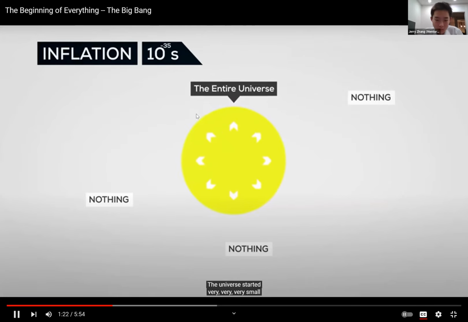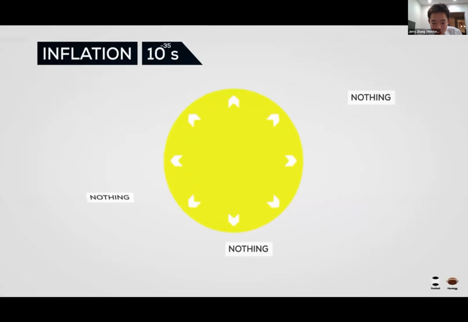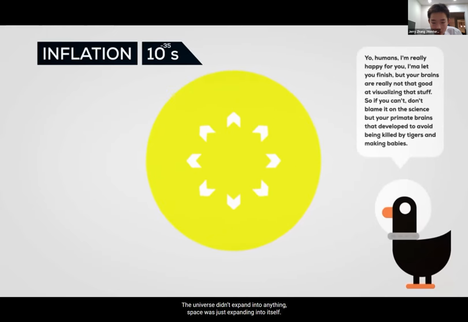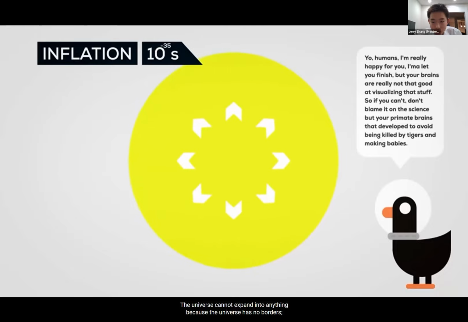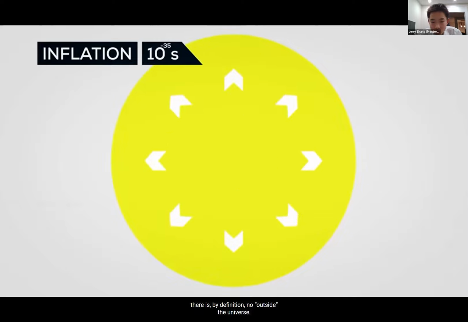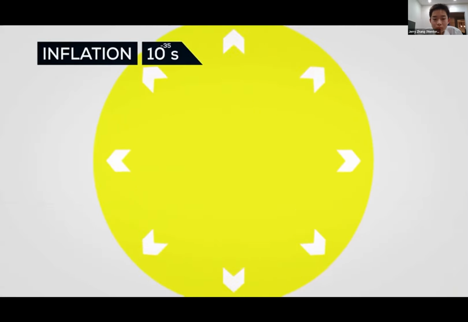The universe started very, very, very small and quickly expanded to the size of a football. The universe didn't expand into anything, space was just expanding into itself. The universe cannot expand into anything because the universe has no borders. There is by definition no outside the universe. The universe is all there is.